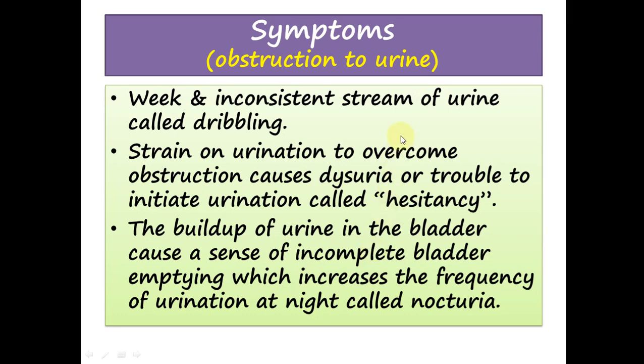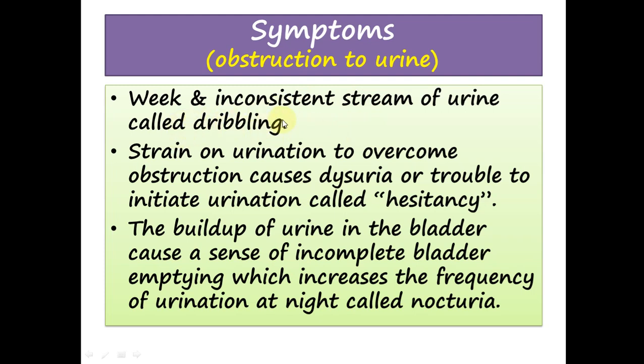So what will happen is that the major problem is due to obstruction to urine. When there is obstruction to urine due to an enlarged prostate, there will be a weak and inconsistent stream of urine, and this condition is called dribbling.